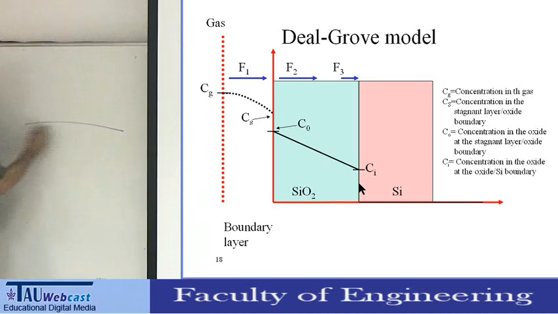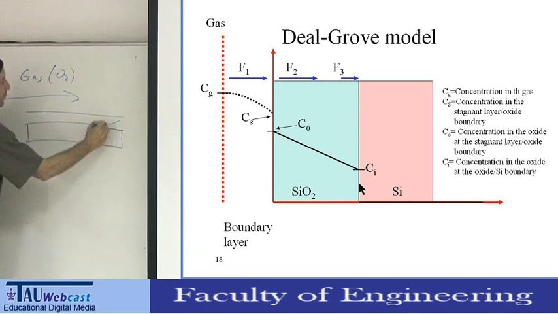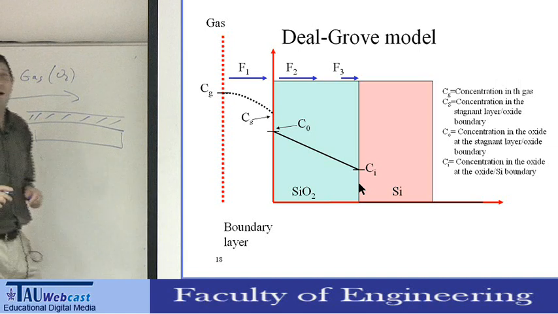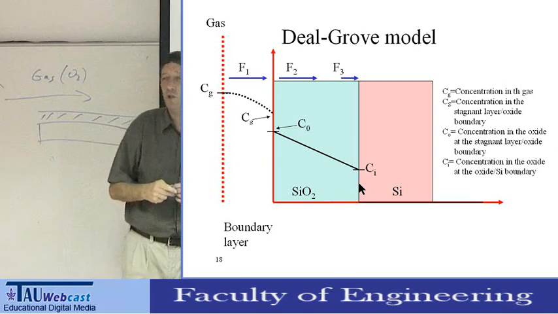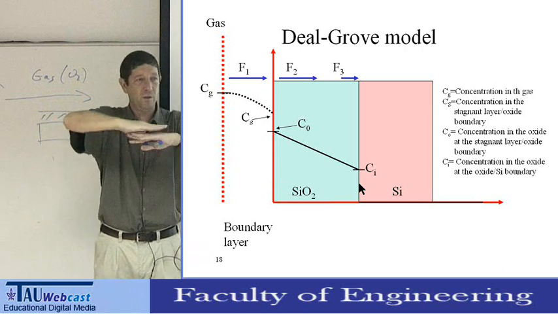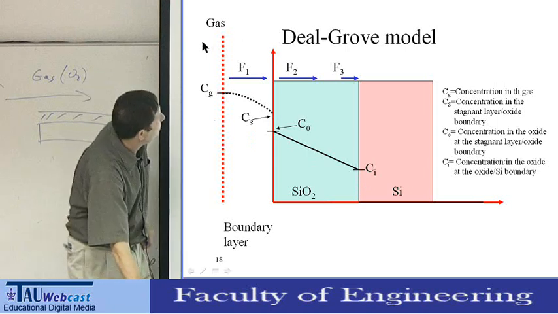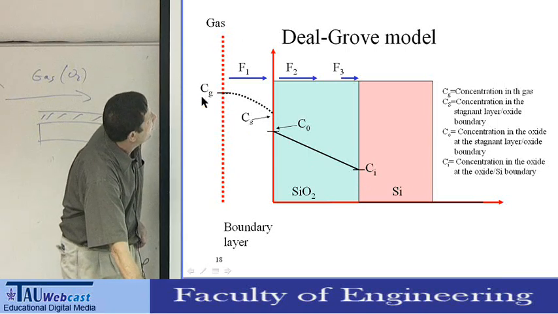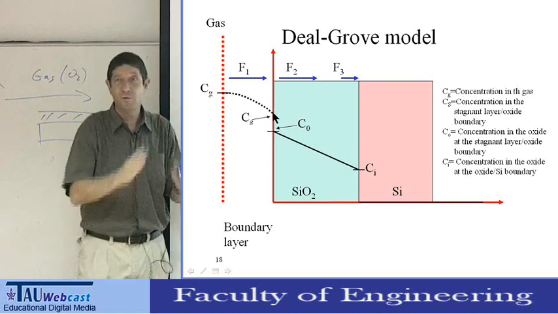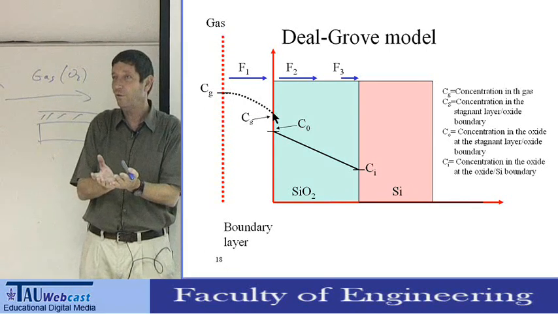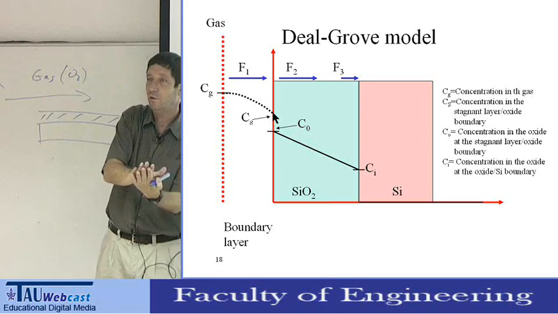First, let's say this is your wafer, and there's a gas flowing here, oxygen. Next to the wafer, you will have an area which we call a boundary layer. This area is a transition between the moving gas and the wafer, which is not moving. So you can think that the gas is transported from the entire volume of your furnace through the boundary layer to the surface.